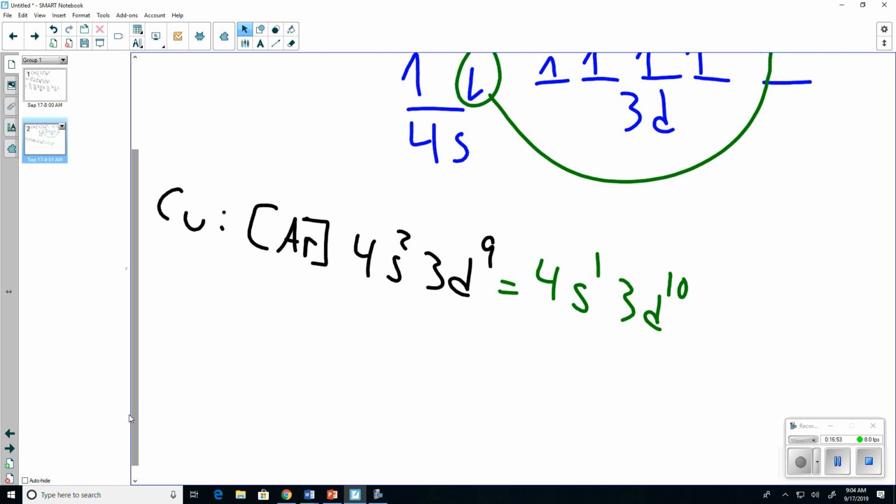So WebAssign will have you type this out. You'll have a couple of examples where you have to go over either a neutral atom or an ion with its electron configuration. Again, there's a practice sheet on electron configuration that hopefully we'll have time to work on during class as well.